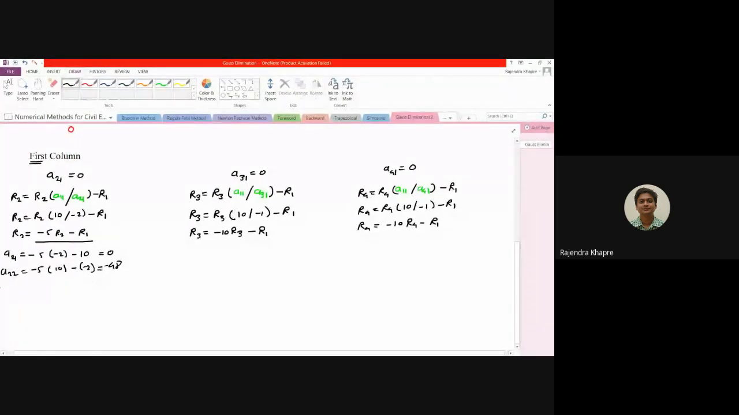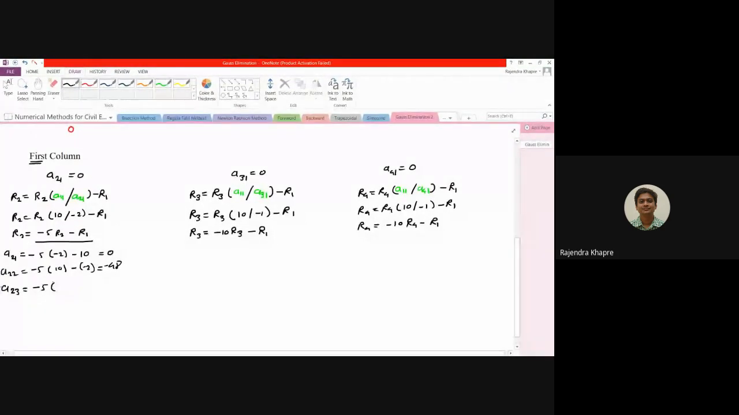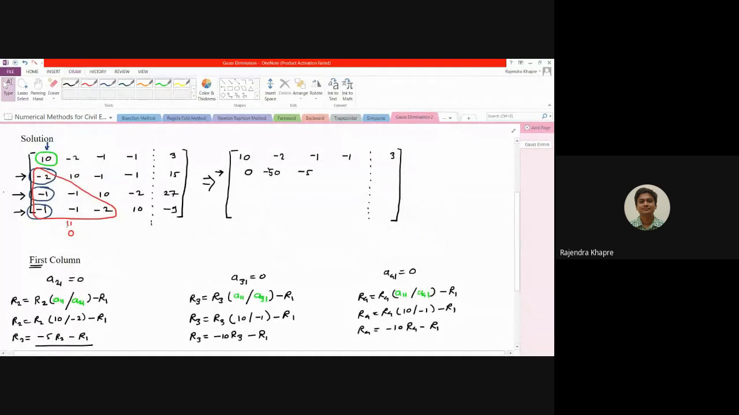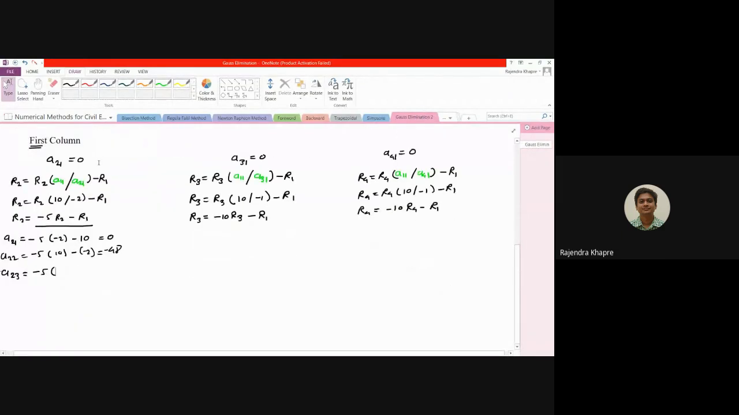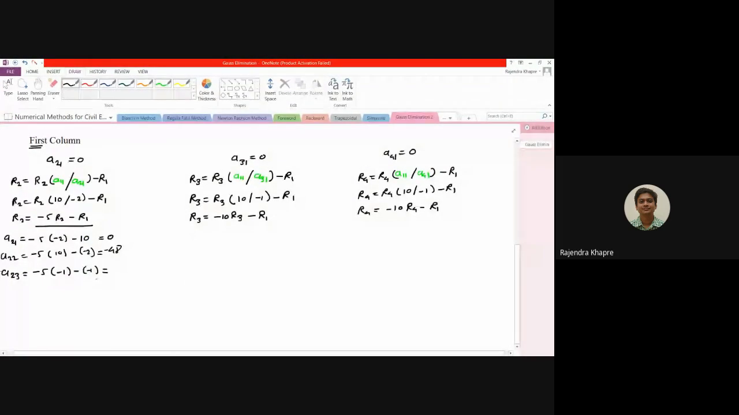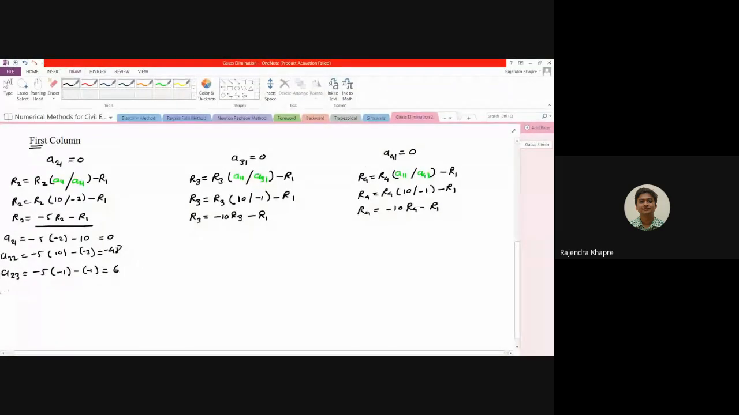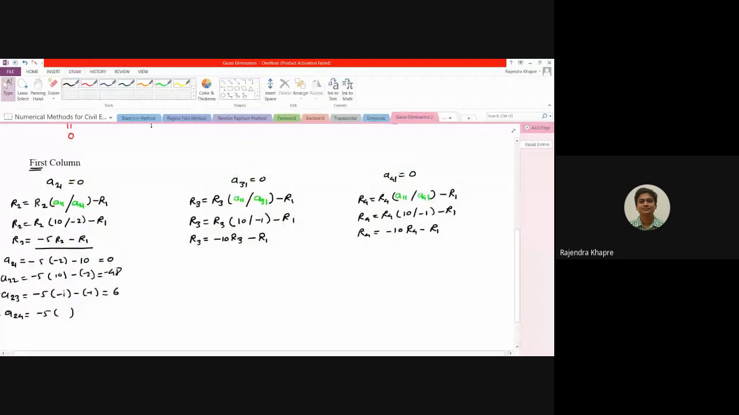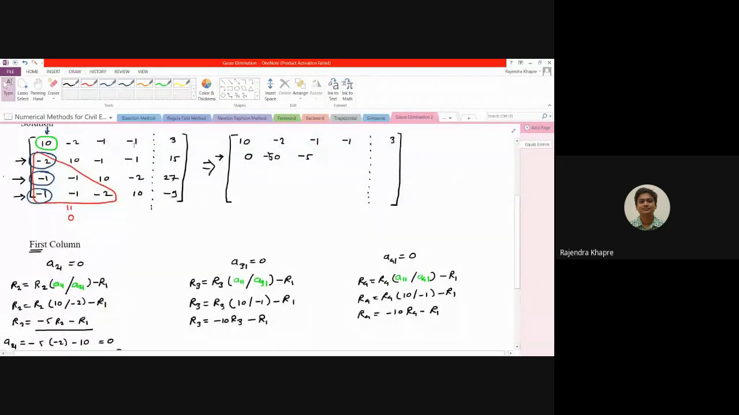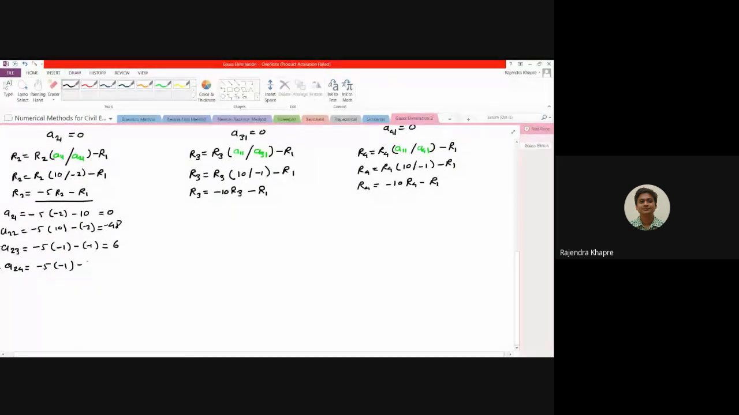Okay, so when I am operating on, let us say a23, this will be minus 5. So a23 will be minus 1, and above also it is minus 1. Okay, so this is minus 1 minus of minus 1. How much is this? 6. Okay, and when I operate on a24, this will be minus 5 into, a24 is again minus 1, and above also it is minus 1. So this is minus 1 and this is minus of minus 1. This will also be 6, I suppose.